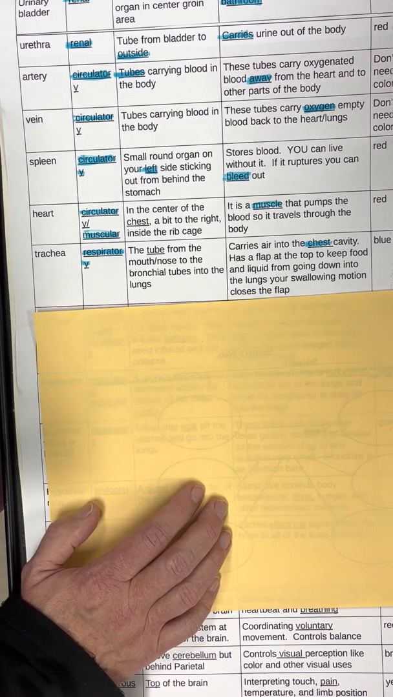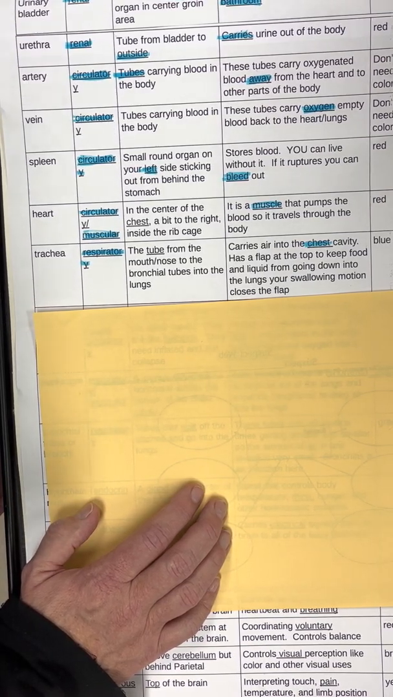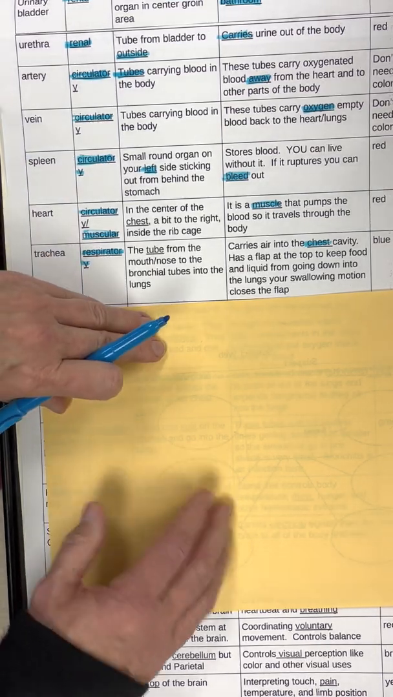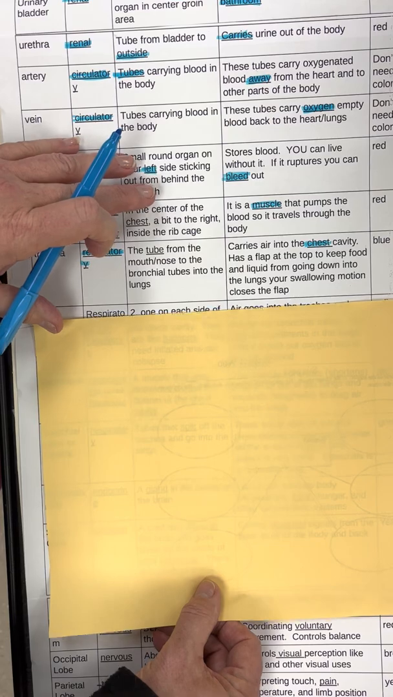So the flap is open for you to breathe, and as soon as your muscles swallow, that flap closes. If you ever have something go down the wrong way, it's probably because something in your mouth slipped too far down your throat before you swallowed, and some of it got into your airway.